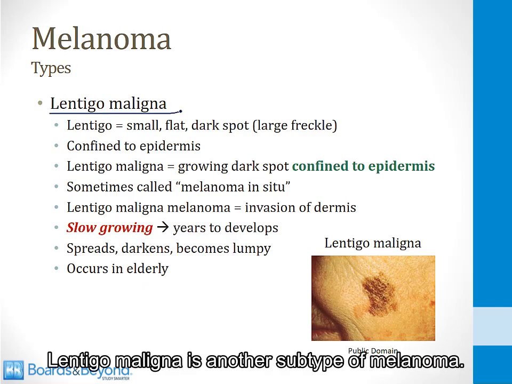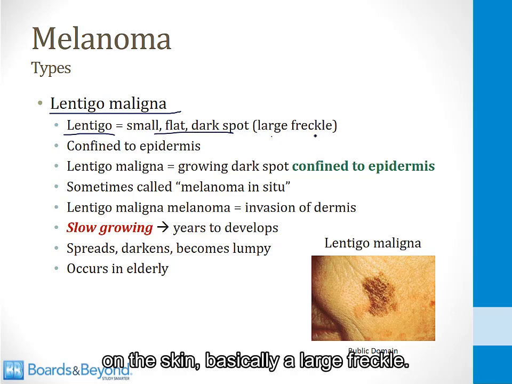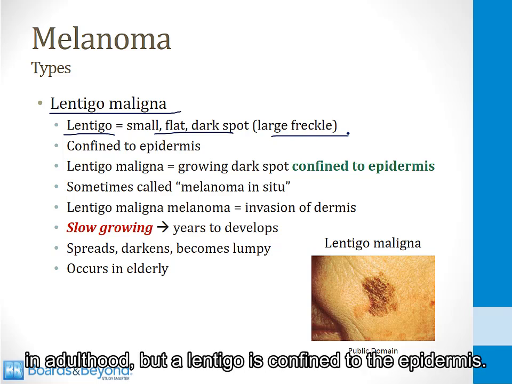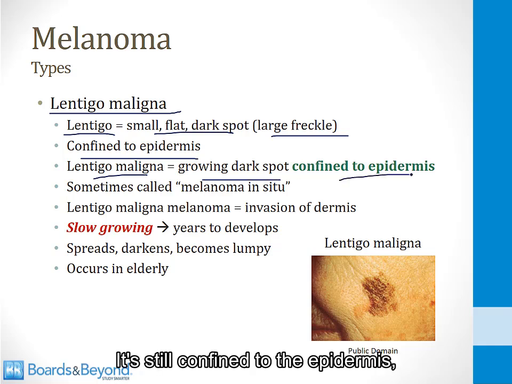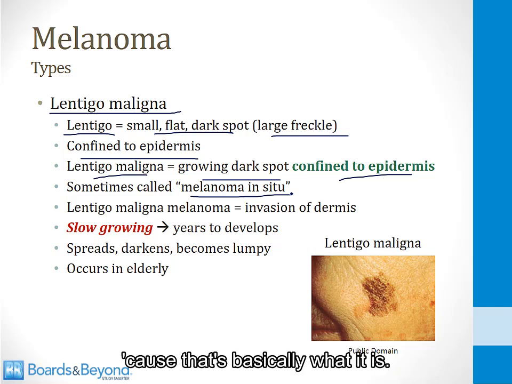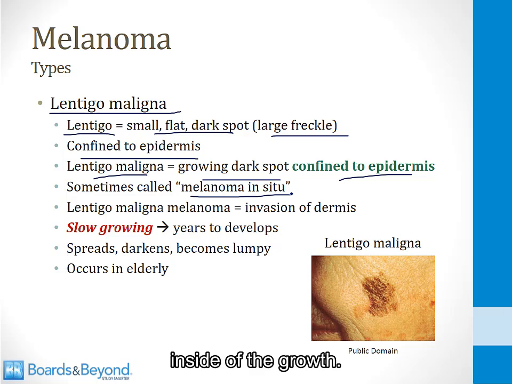Lentigo maligna is another subtype of melanoma. The word lentigo means a small, flat, dark spot on the skin, basically a large freckle. Many patients have lentigos present on their body in adulthood. But a lentigo is confined to the epidermis. A lentigo maligna is a lentigo that begins to grow. It's still confined to the epidermis, but it starts to expand. This is sometimes called a melanoma in situ because that's basically what it is. It's a collection of cells with lots of melanocytes inside of the growth.